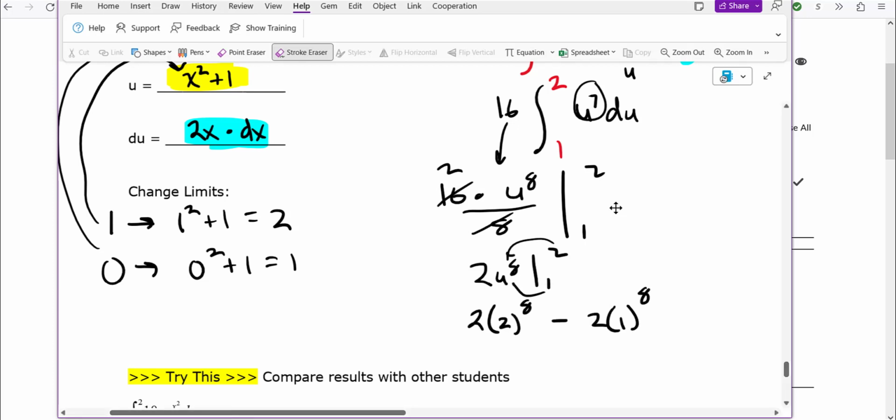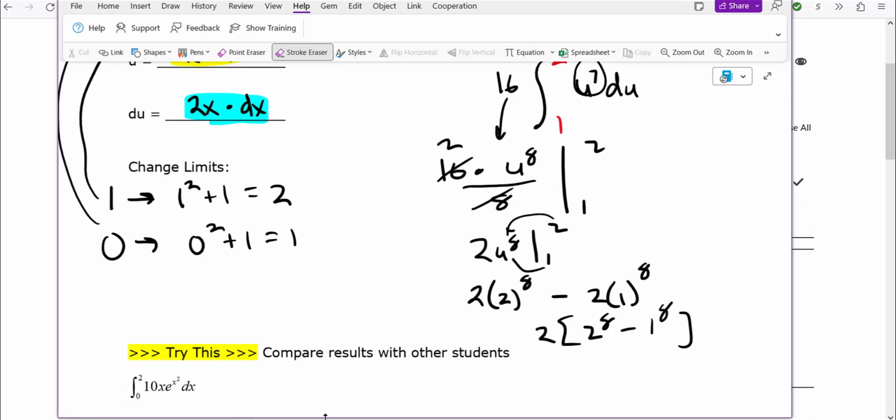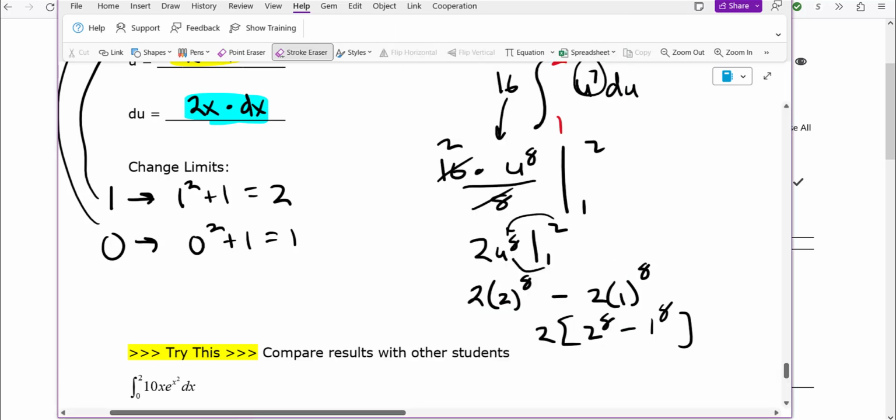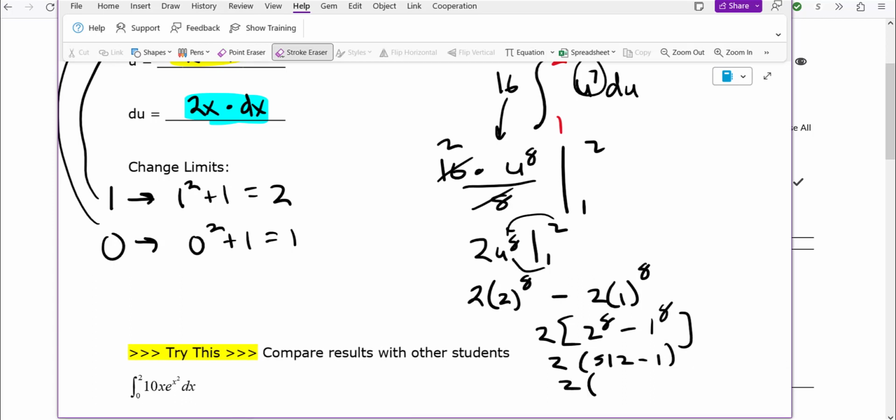Now you can do it that way. You could also factor out or ignore that 2. You could always take out a constant if you wanted to, but you don't have to because you're going to do this on your calculator anyway. Let's see, 2 to the 8th, I don't know, 512? That's a bad guess probably. Is that right? It is right? Okay, better than I thought. So that would be 2 times 512 minus 1, so that would be 2 times 511. So that would be 1022 should be the answer to that integral.